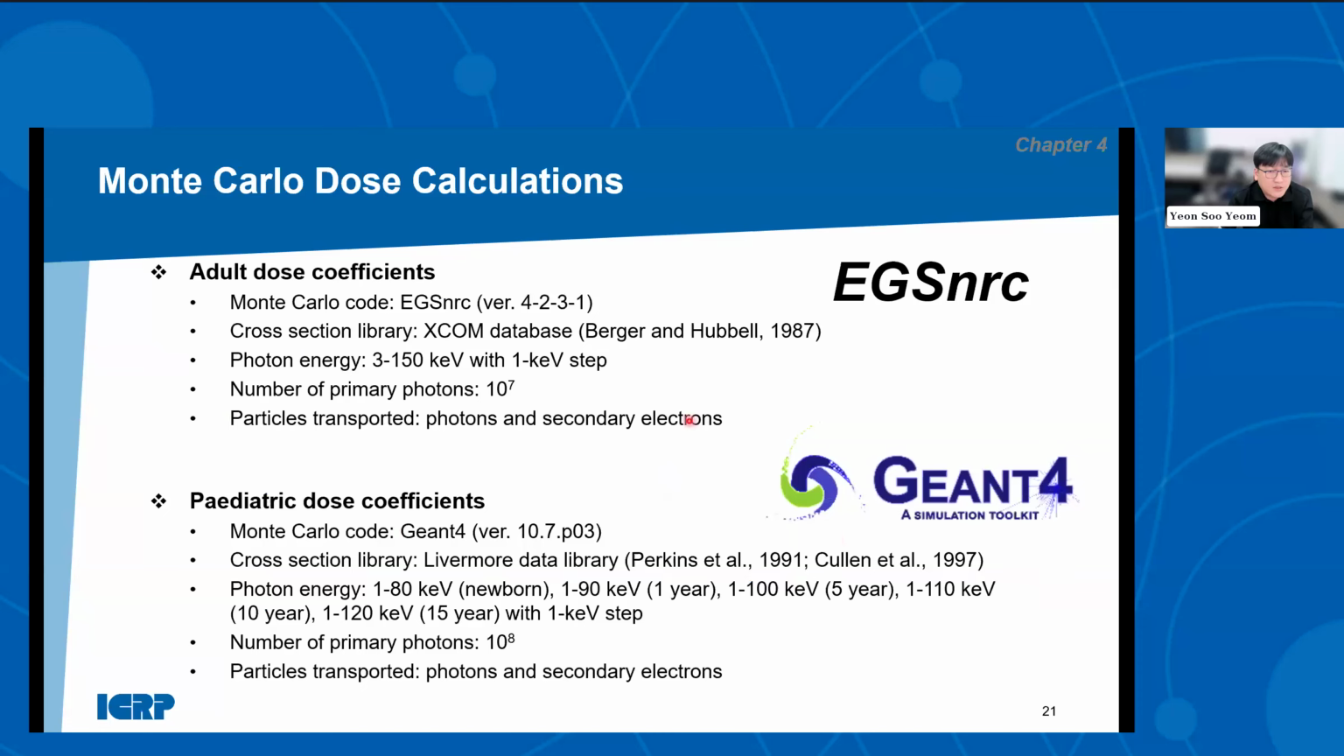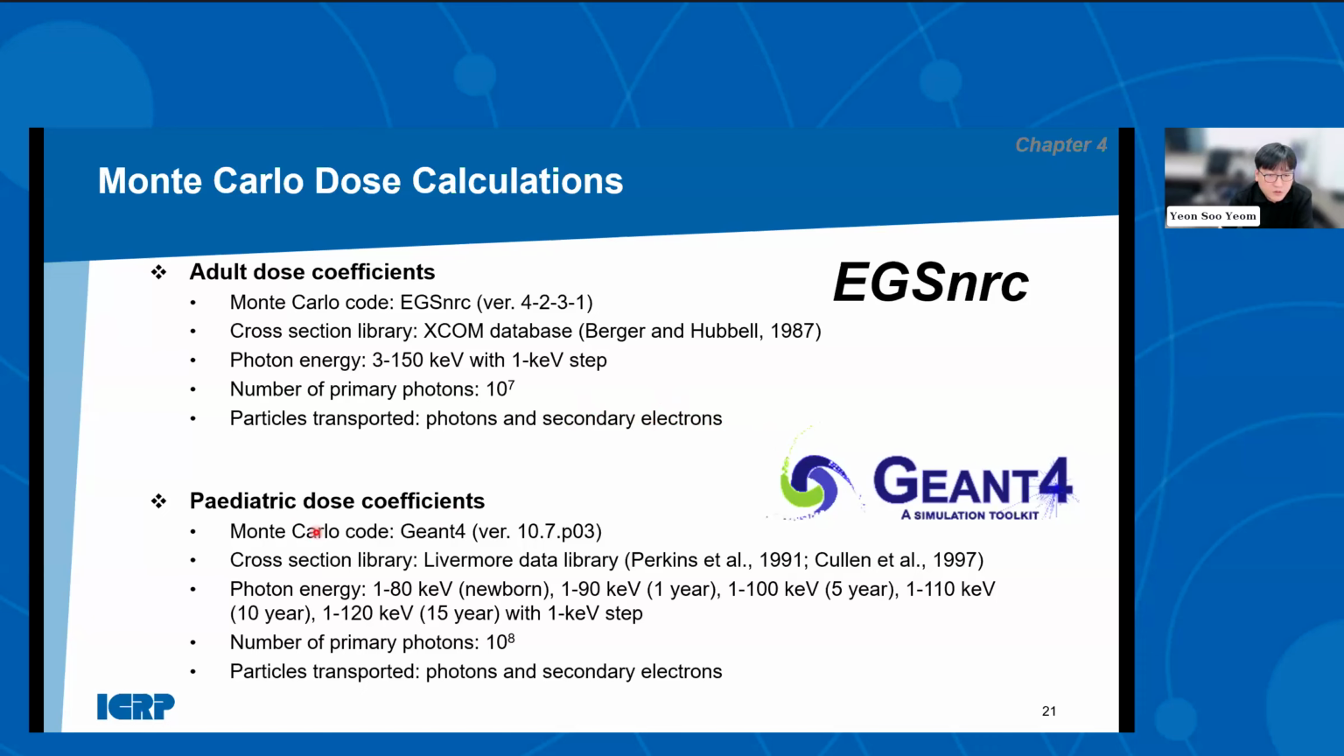And this slide summarizes several key pieces of information on Monte Carlo dose calculation. Adult dose coefficients were calculated using EGSnrc, and the XCOM database was used for cross-section data. Photon energies up to 150 keV with a 1 keV step were considered, and 10 to the 7 primary photons were used for each calculation case. Both photons and secondary electrons were simulated, which means that we did not use the kerma approximation.